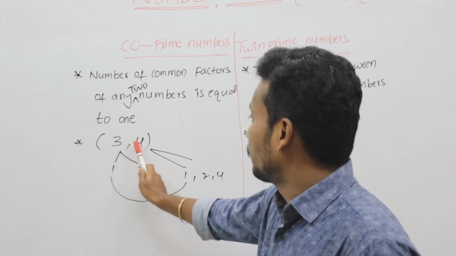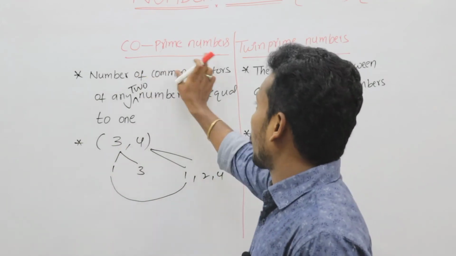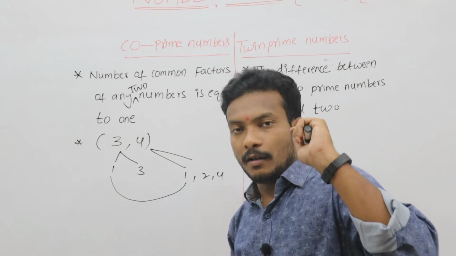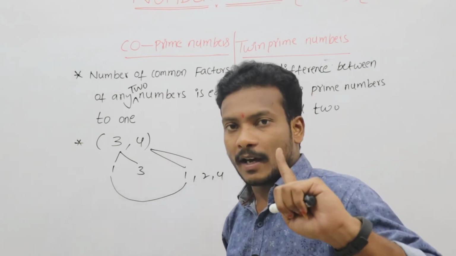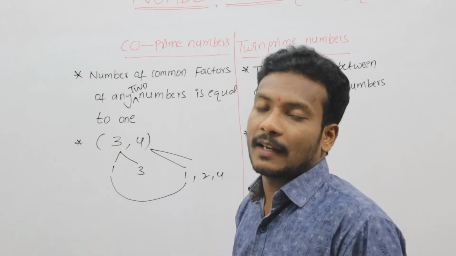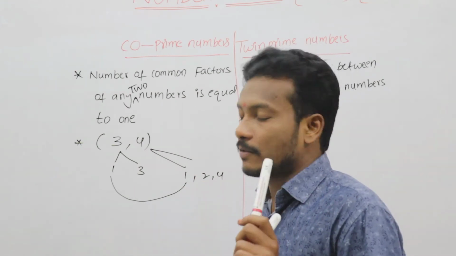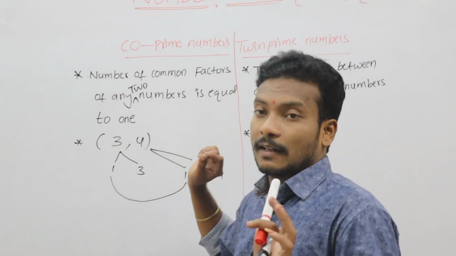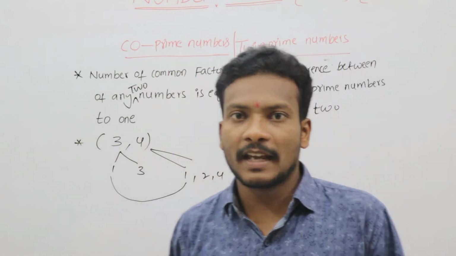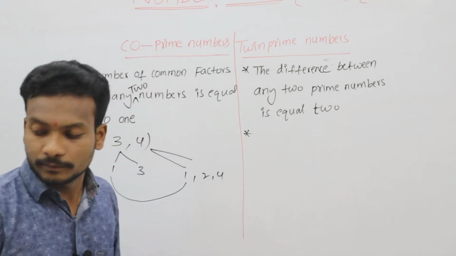This type of pair we call co-prime. Co means common, prime means prime numbers. There is only 1 common factor. Sorry, only one common factor. Now we call it a co-prime number. Now I will explain it with another example.